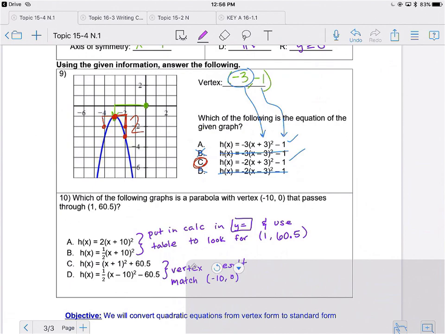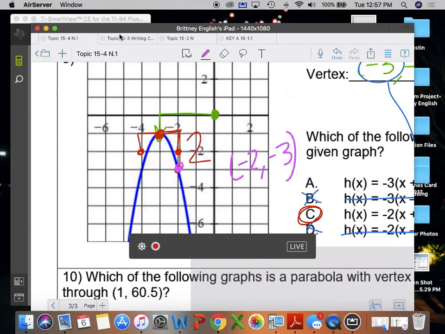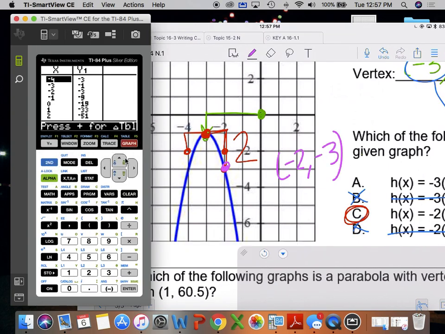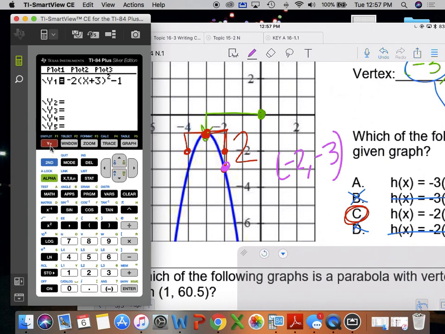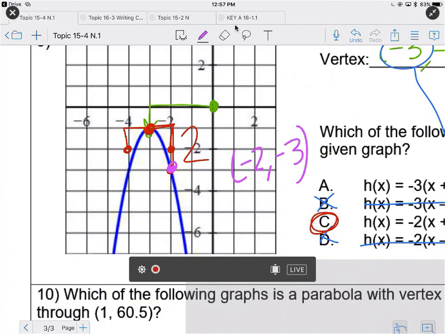Now, one thing you could do is plug these in and see if the point -2, -3 is in your table. So we have the correct answer in y equals. If I go second graph, -2, -3 fits. If I change that to a 3, my graph still looks good, but when I go to my table, the value for -2 is not -3. So that's another way you could use the calculator.